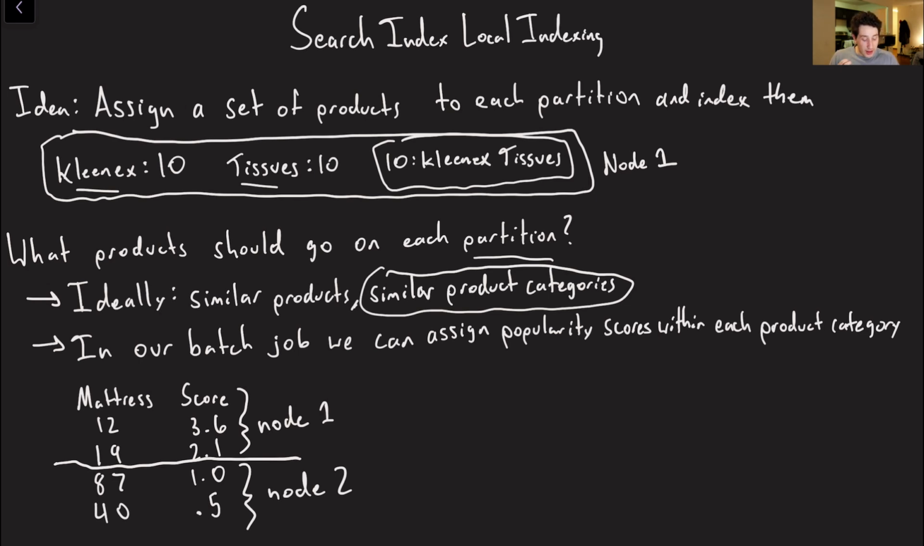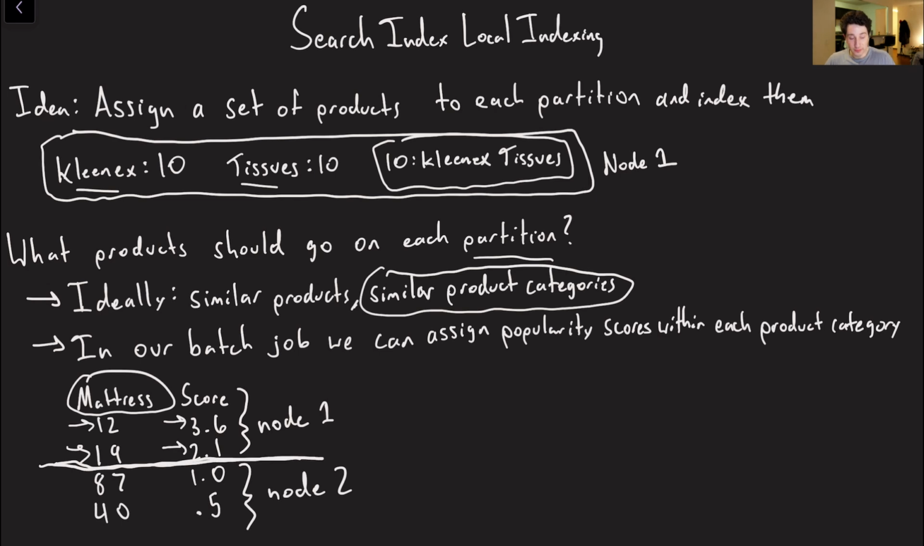Additionally, in our batch job, keep in mind we have generated a popularity score for every single product category. So here's the mattress product category. We've got product ID 12, it's got a score of 3.6, 19's got a score of 2.1, and so on and so on. Ideally, keep in mind that this is effectively also going to be the order of items that we return when we search for the term mattress.